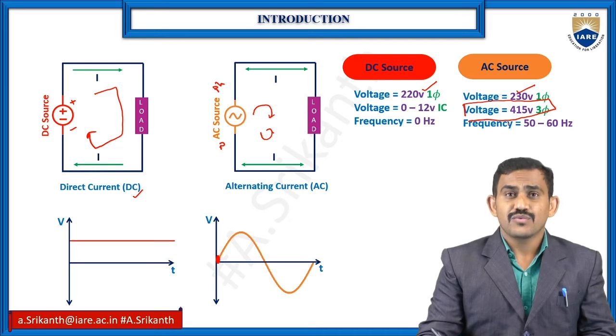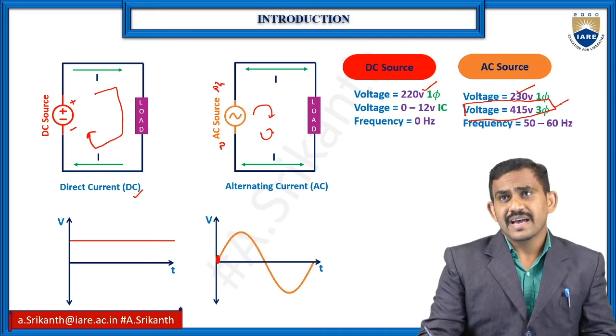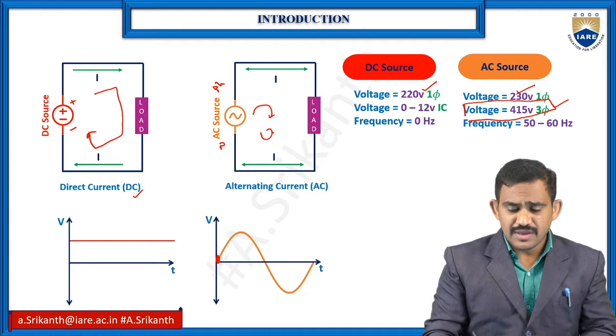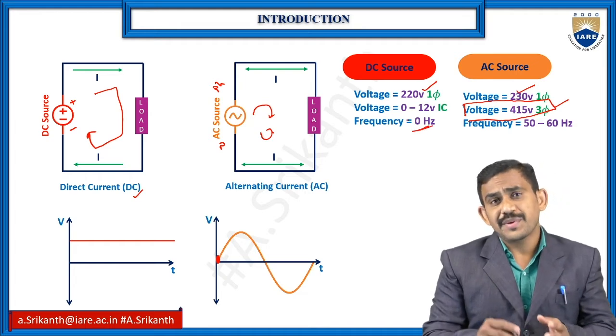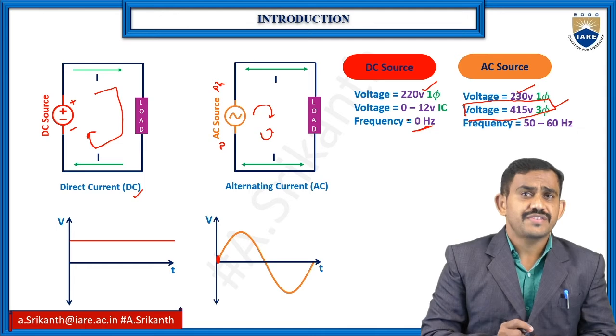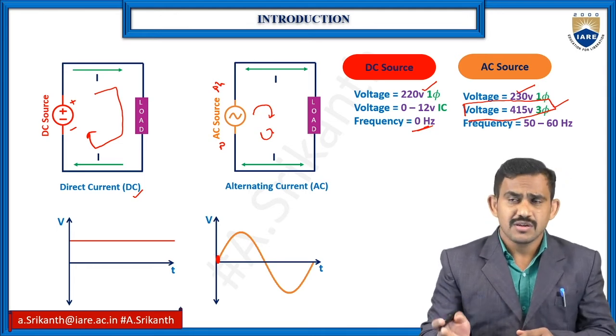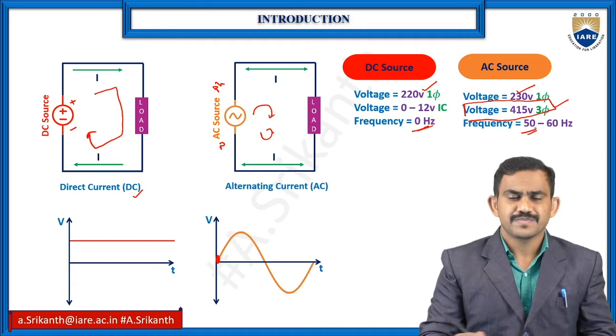So for 3-phase 415 volts, and for DC, the frequency is 0. For DC the frequency is 0. Coming to AC, we have the frequency 50 Hz in India, and in different countries we have 60 Hz also. In India we have 50 Hz.